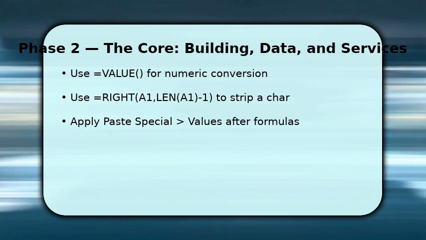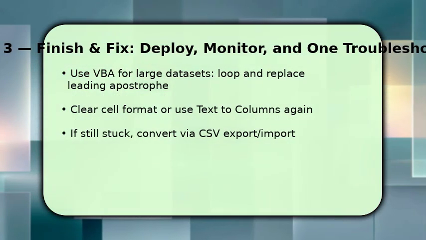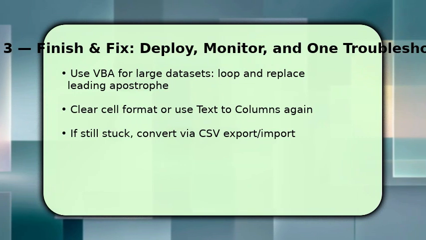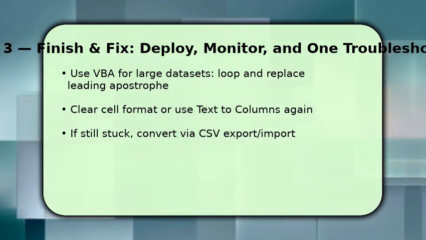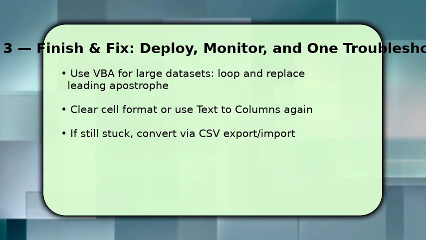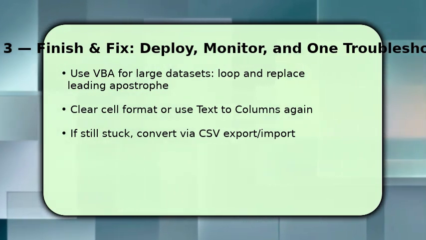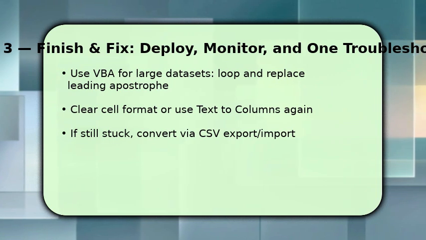For very large or stubborn datasets, run a short VBA macro that iterates cells and removes a leading apostrophe. This is fast and repeatable. Alternatively, clear cell formatting or repeat Text to Columns to force conversion. Once done, reapply number or text formats as needed.